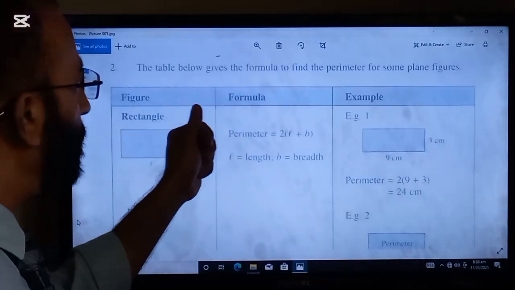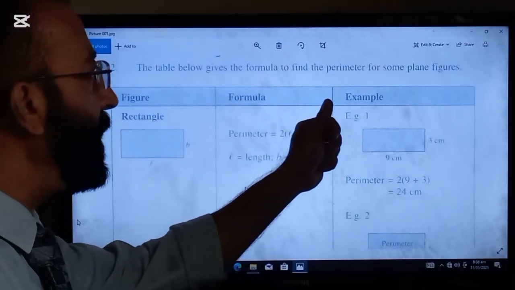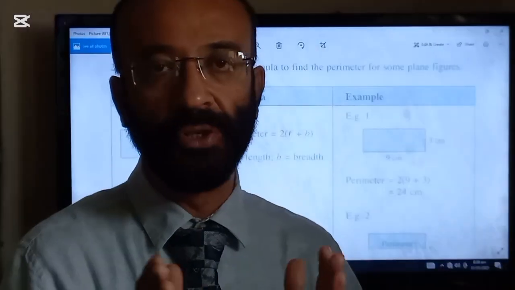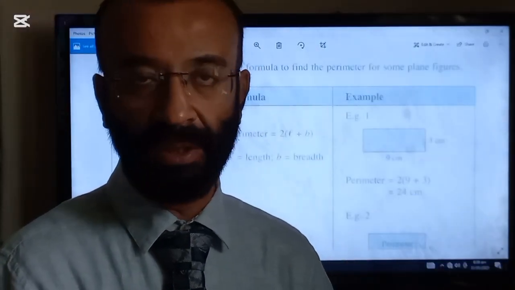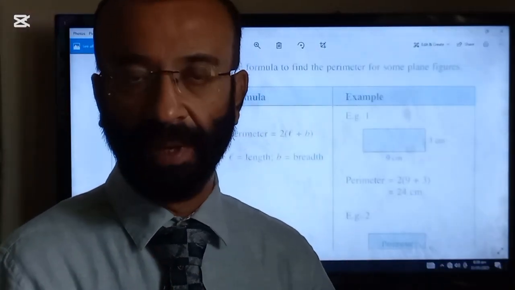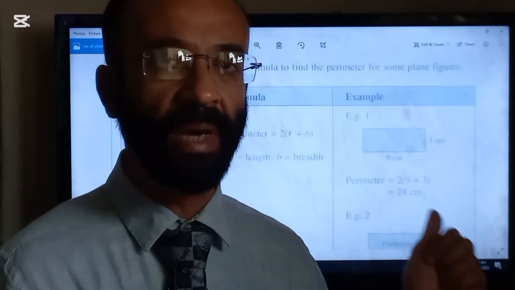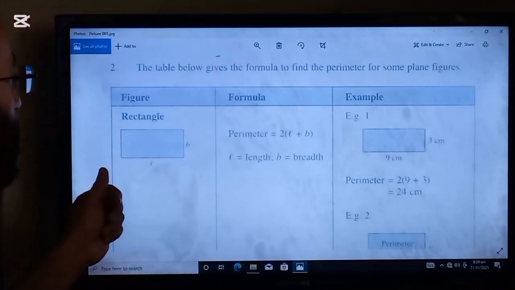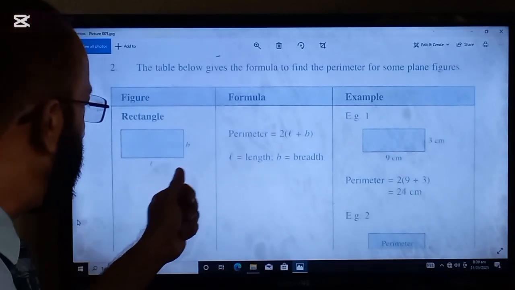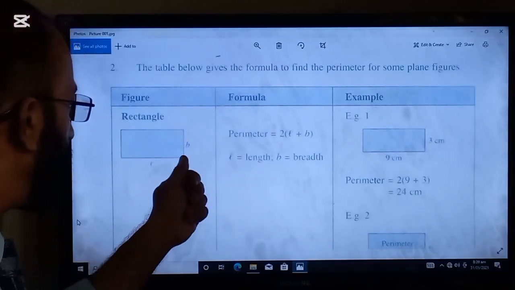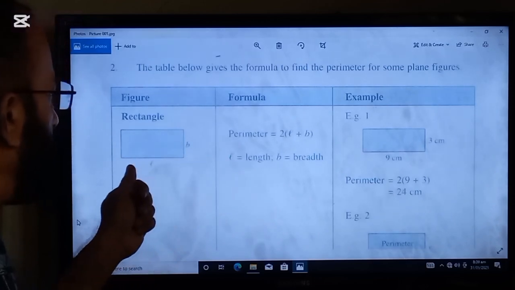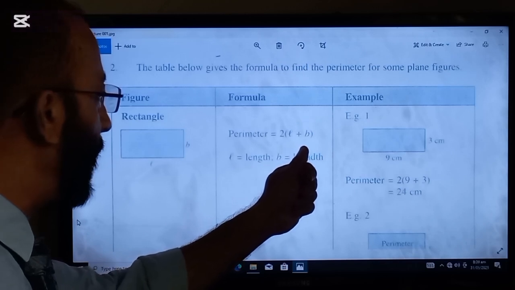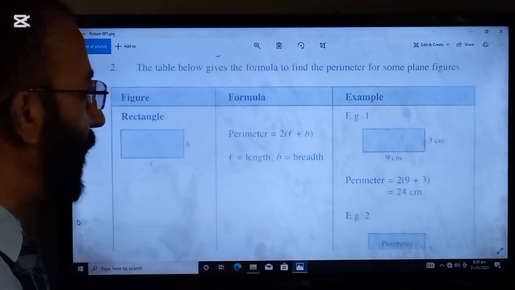The table below gives the formulas to find the perimeter for some plane figures. Here are some very common figures which frequently come in the papers, so concentrate. You have to learn the perimeter of these figures. First figure is the rectangle. If this is L, that is length, and this is B, breadth, the perimeter formula for the rectangle is 2 into (L plus B), where L is the length and B is the breadth.